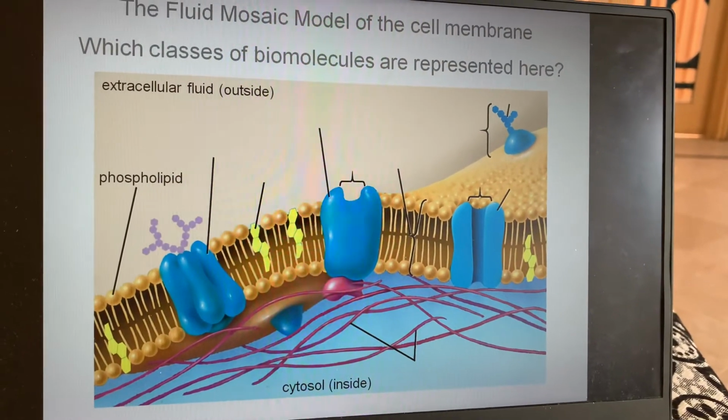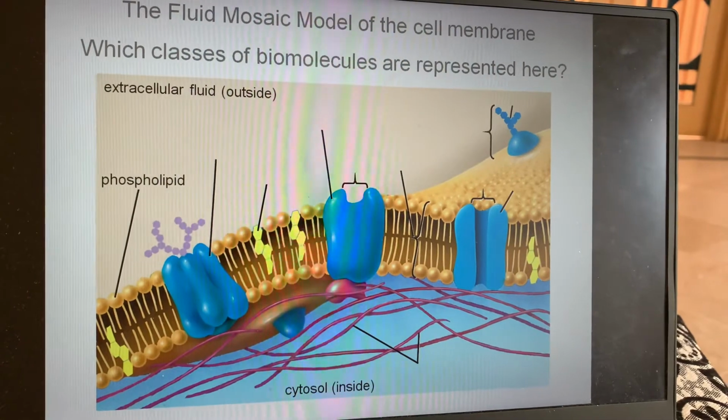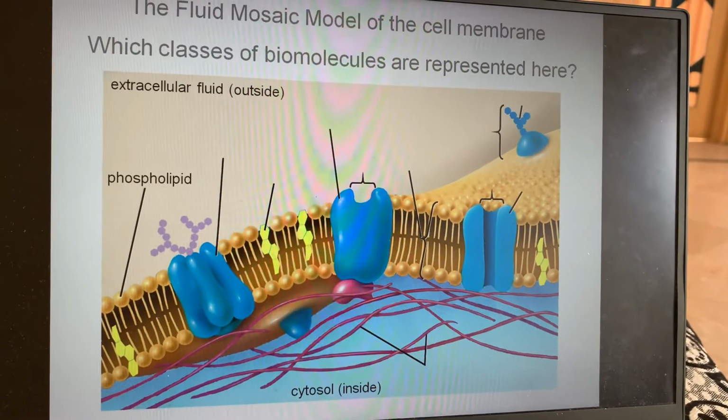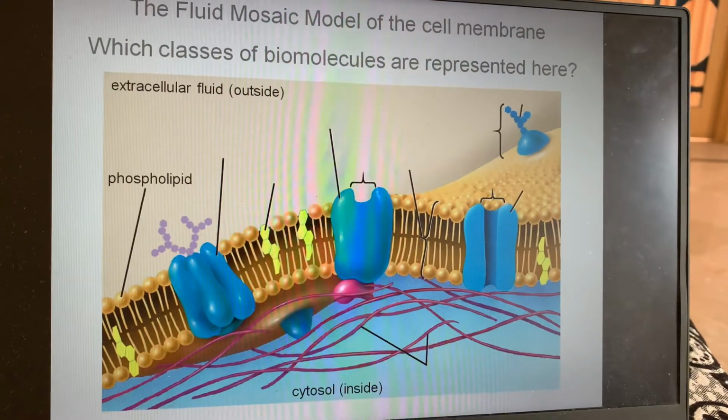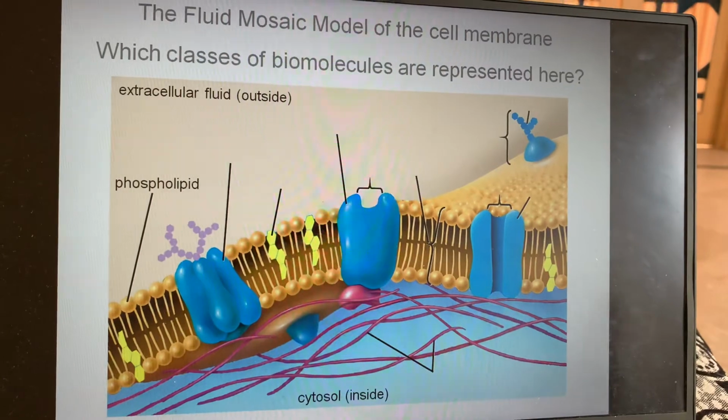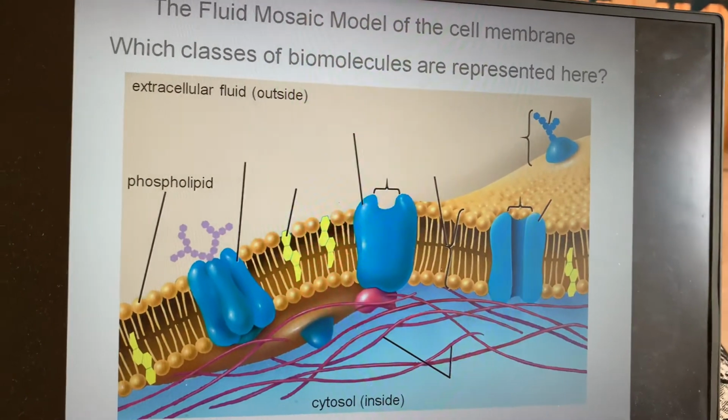Phospholipids. The round yellow balls are represented as phospholipids, and the lipids have the tendency of forming micelles.